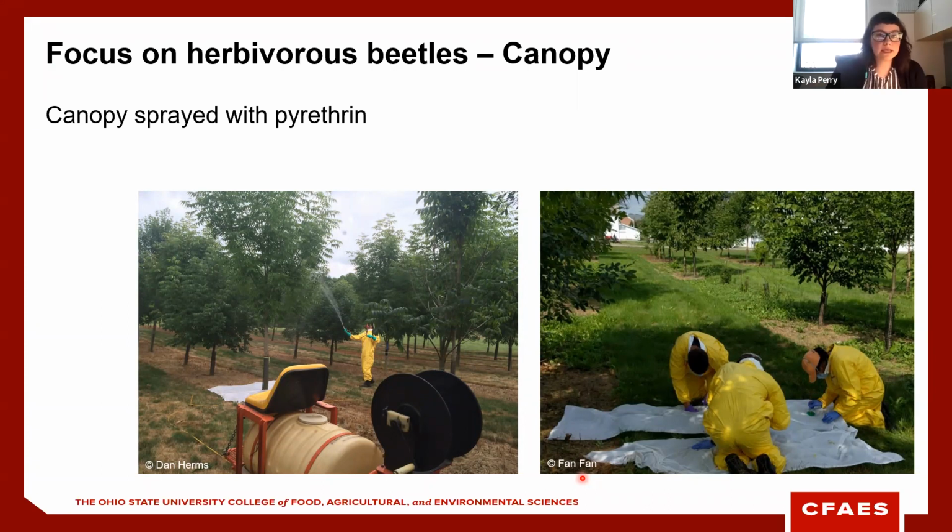One way that we sampled the canopy was spraying it with insecticide. You can see here how that occurred. We put a tarp below the trees, sprayed the trees, waited a few minutes, and as arthropods fell from the tree, they were collected and brought back to the lab for identification.